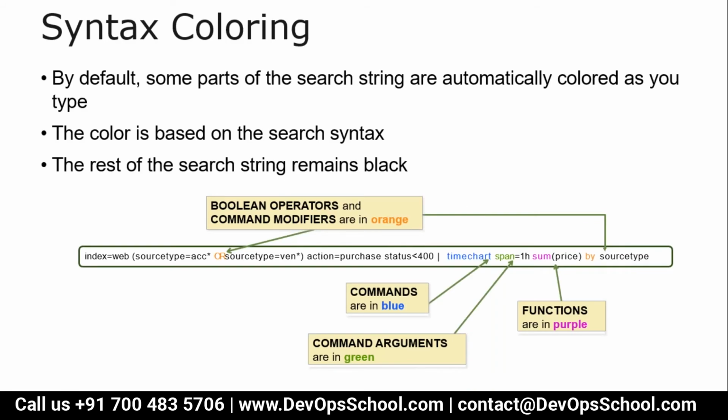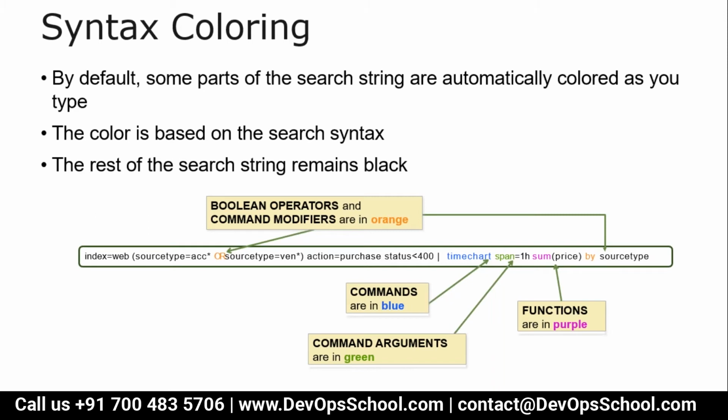Between the parentheses, look at this here. So here I'm saying search in the web, look at this very carefully. The source type should either be ECC star, or, remember it's an OR, not AND, the source type is equal to when star, and then followed by whatever it is, like the action field is equal to purchase, status should be greater than 400, and then a pipe, then a command, then a function, or whatever it is, function, argument, clause, and stuff like that. So here you see that.